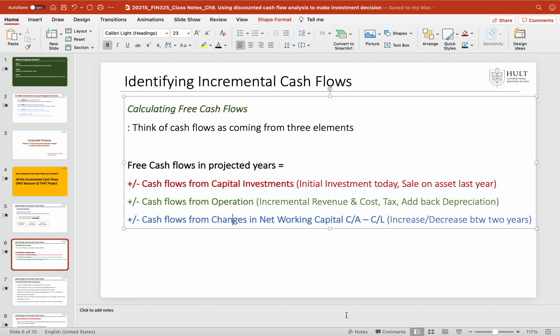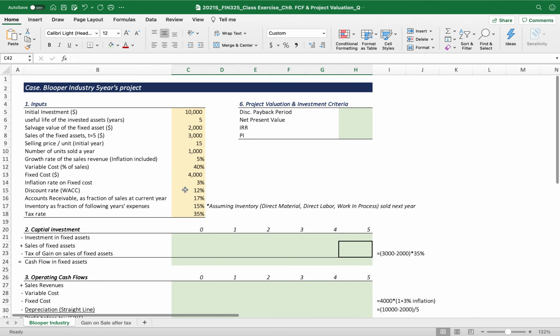We also need to consider the net operating working capital, which is the current asset minus current liability. If the project increases the working capital between 2 years, then this is a cash out, right? Because they spend more on inventory, they have more accounts receivable, but they have a smaller amount of current liability, which is accrual basis. Okay, then let's go to this very basic but very useful practice.